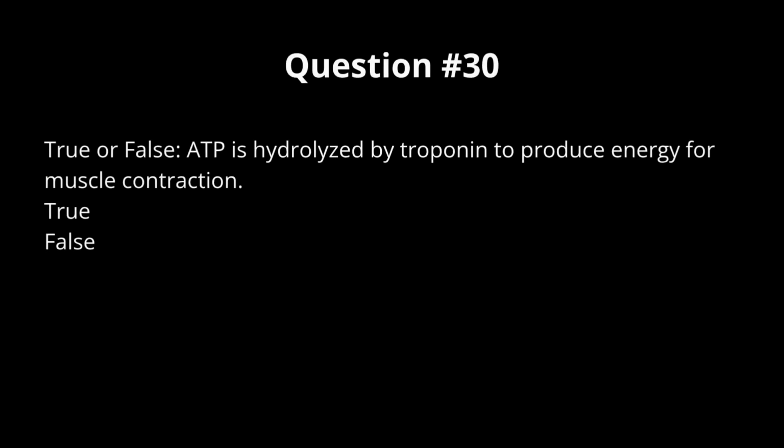Question number 30. True or false? ATP is hydrolyzed by troponin to produce energy for muscle contraction. The correct answer is false. ATP is hydrolyzed by myosin ATPase, not troponin, to provide energy for the cross-bridge cycle.